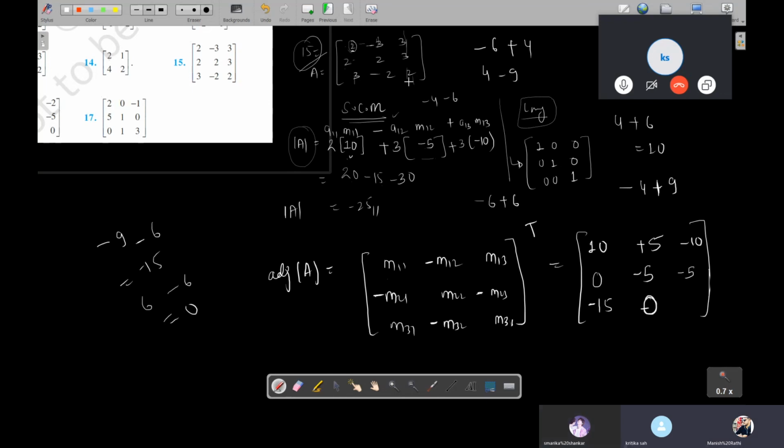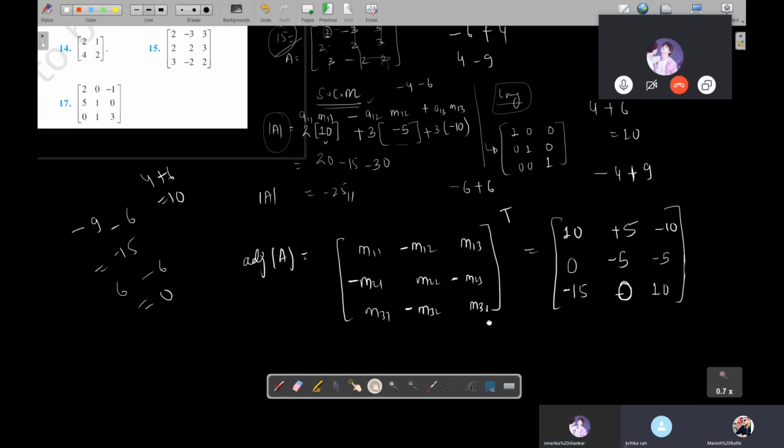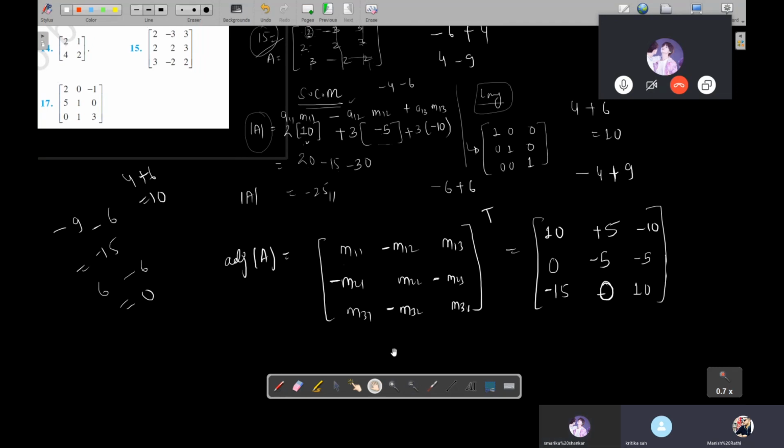And the last one, what about this? 2 times 4, 4 plus 6, 10, and 3 and 2. 3 times 6, 3 times minus 6. 3 times 2, see here, 3 times 2, 6 minus 6, right? 0. So this is the adjoint of A. Once you find the adjoint, again I need to take its transpose. See, I've written the transpose. So my value will be 10, 5, minus 10, 0, minus 5, minus 5, minus 15, 0, 10. This is the adjoint of A.